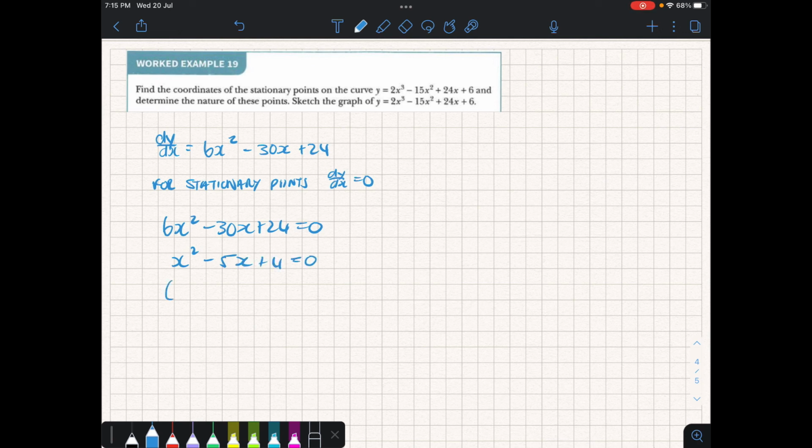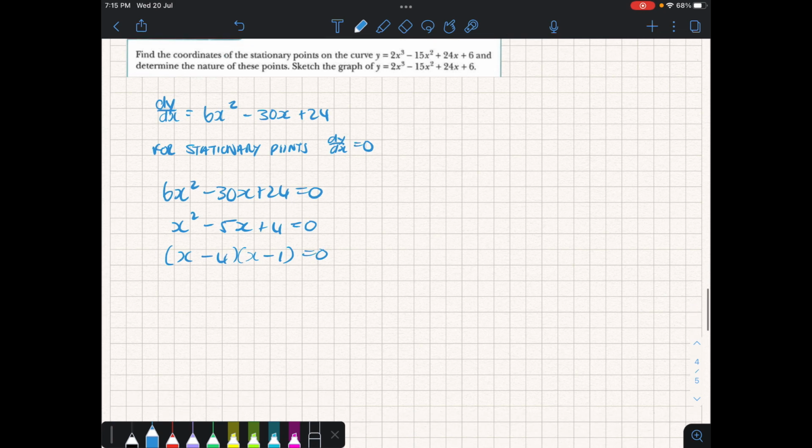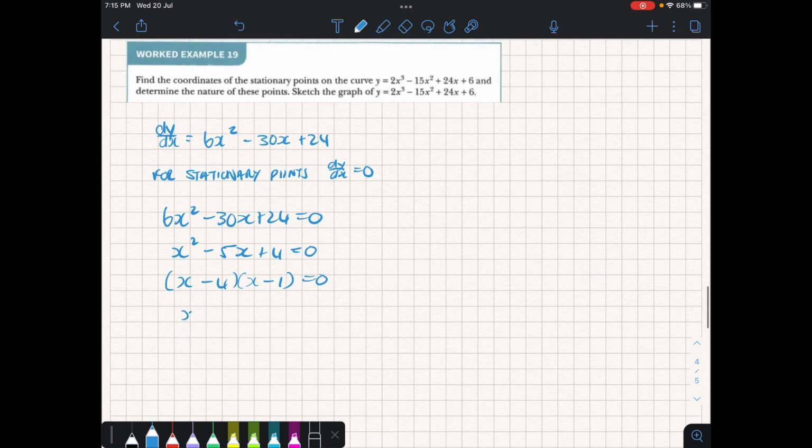And this is quite an easy one to factorize. So (x minus 4)(x minus 1) equal to 0. So the stationary points are happening at x equal to 4 and x equal to 1. That's the x coordinates of my stationary points. If I want to find the y coordinate that goes with it, I can't put it into the gradient equation because that will give us a result of zero. These now need to go back into our original equation.